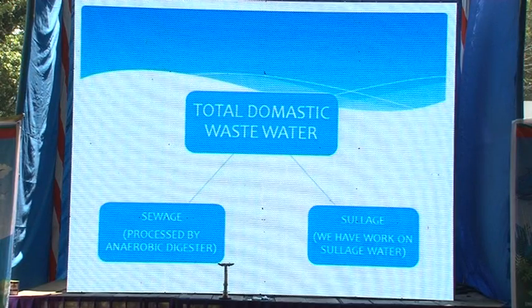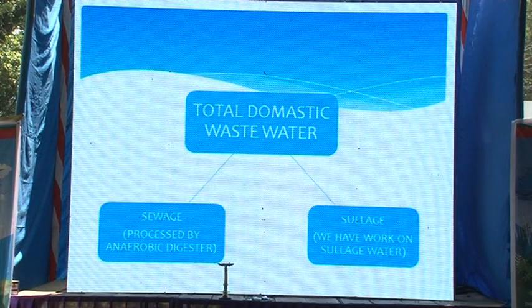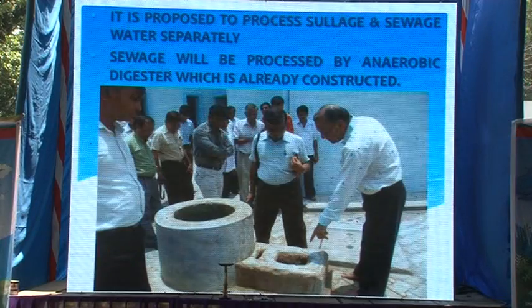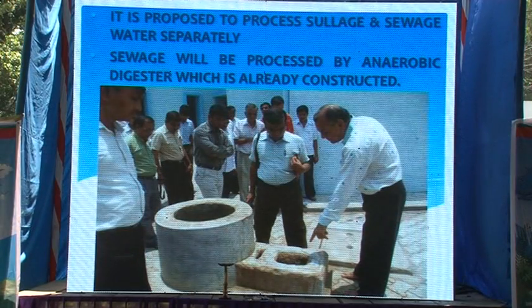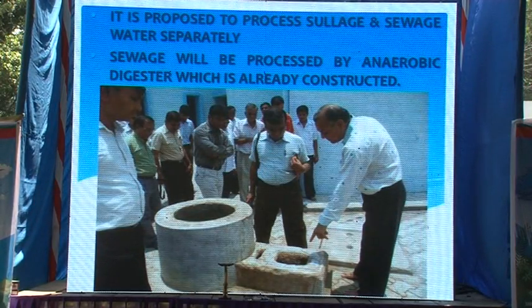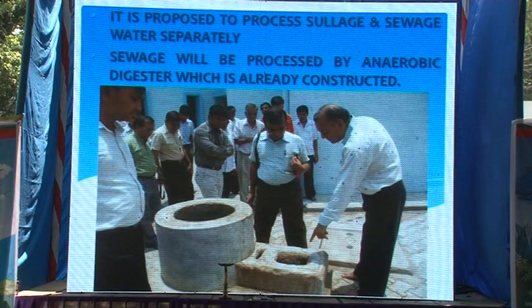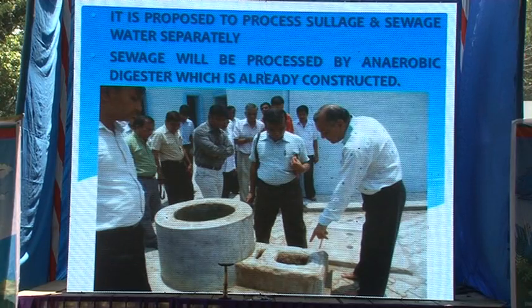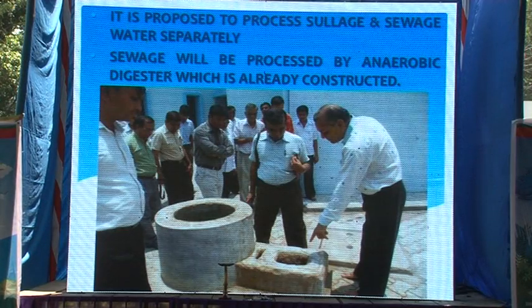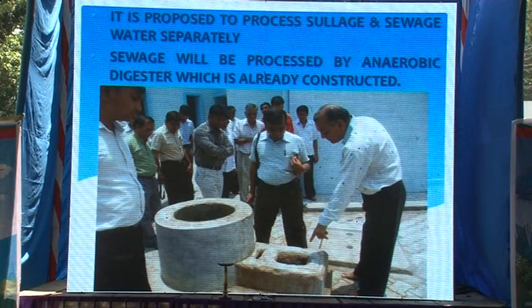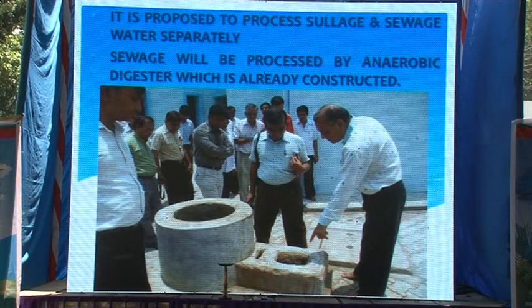Then domestic wastewater has two main parts: sewage and sullage. It is proposed to process sewage and sullage water separately. Sewage will be processed by an anaerobic digester, which is already constructed at SEVATIRTH. But sullage will be processed by us.